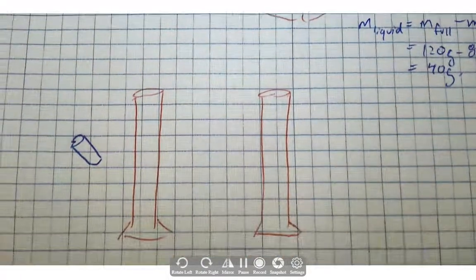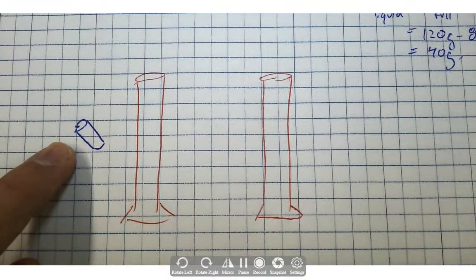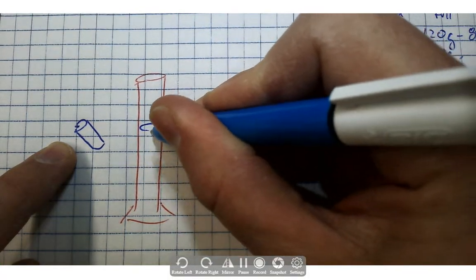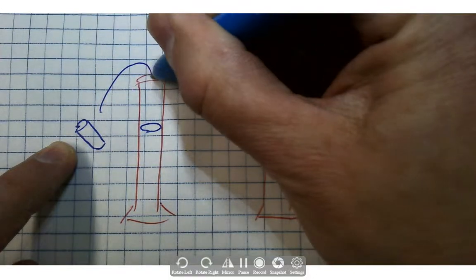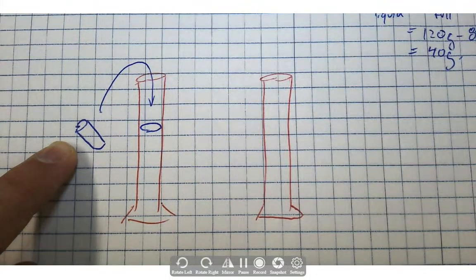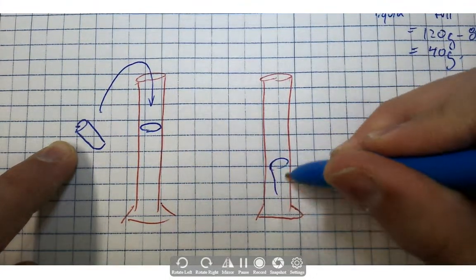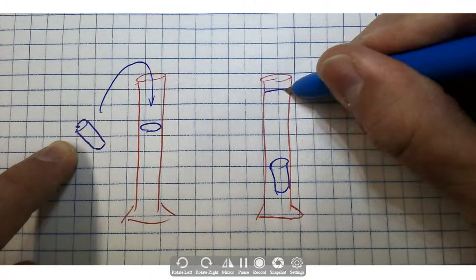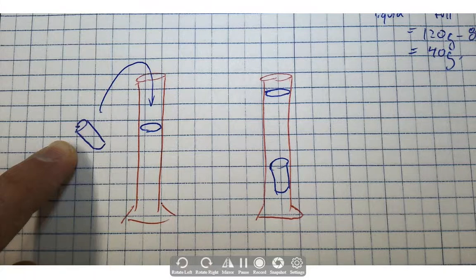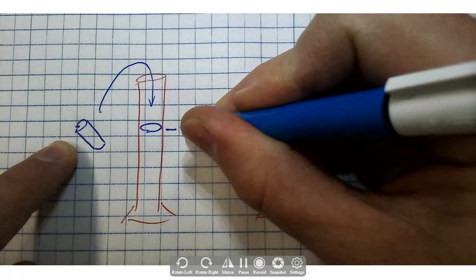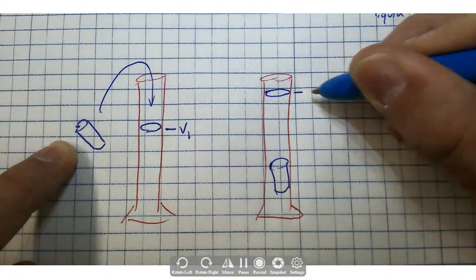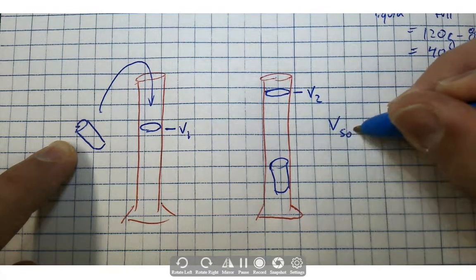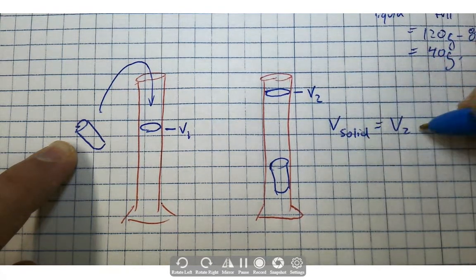The next thing that we could talk about is, what if I want to know the volume of a solid? A really easy way to find the volume of a solid is to take a graduated cylinder full of liquid, and put the solid into it. If the solid is more dense than the liquid, it is going to sink. But as it sinks, it's going to raise the fluid level. If I measure this volume, let's call it volume 1, and then this volume, volume 2, then the volume of the solid is equal to volume 2 minus volume 1.